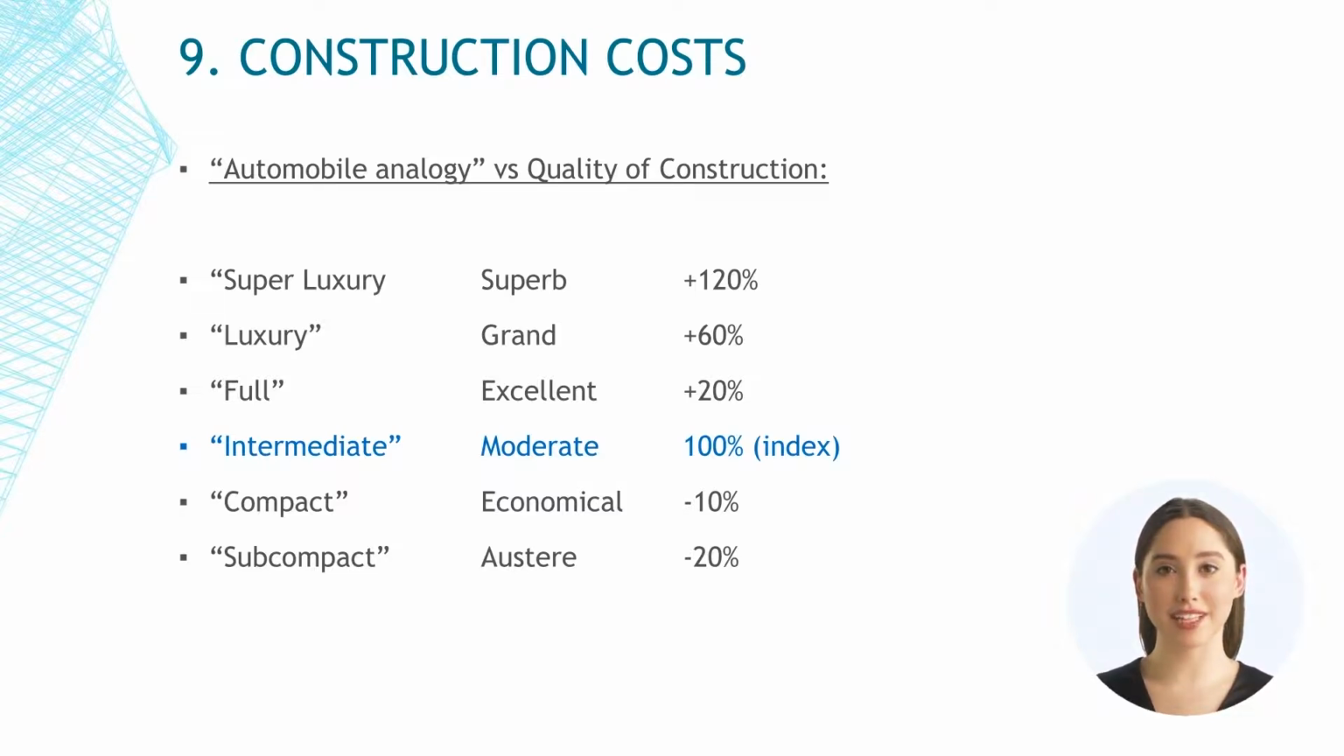4. An intermediate automobile is like a moderate building considered the index. 5. A compact automobile is like a moderate economical building with a 10% discount. 6. A subcompact automobile is like an austere building with a 20% discount.